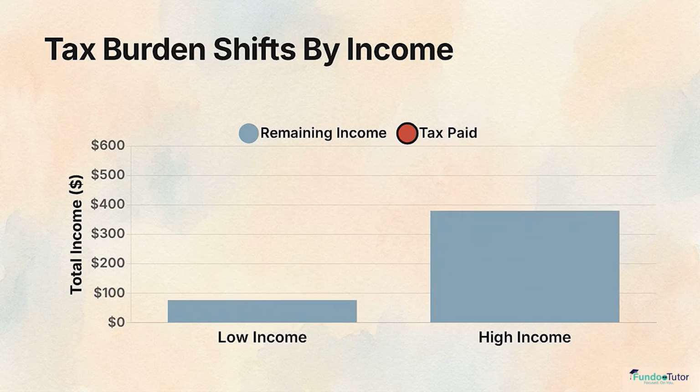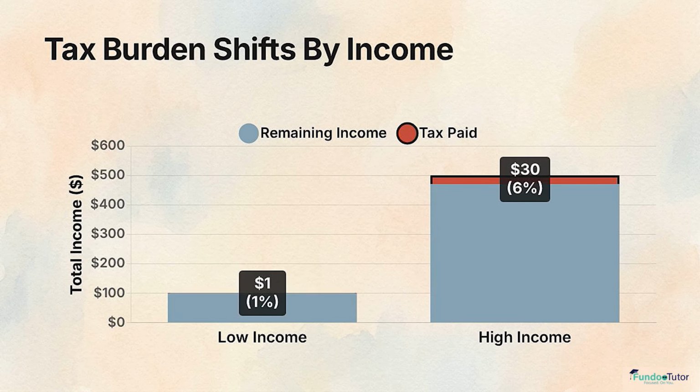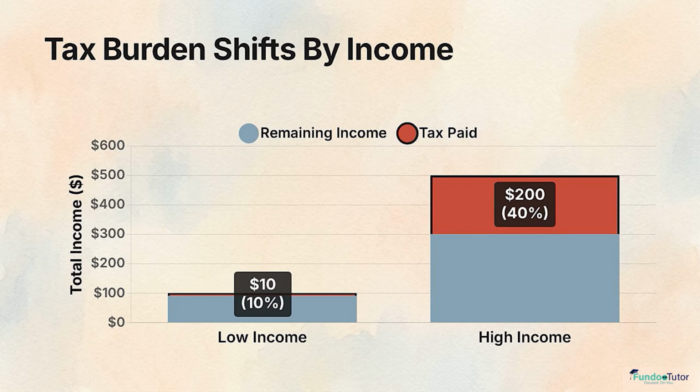This chart compares two different income levels to explain how specific taxes work. With a progressive tax, like an income tax, the highlighted tax segment takes up a much larger percentage of the bar as the total income rises. The wealthier you are, the higher the rate you pay.